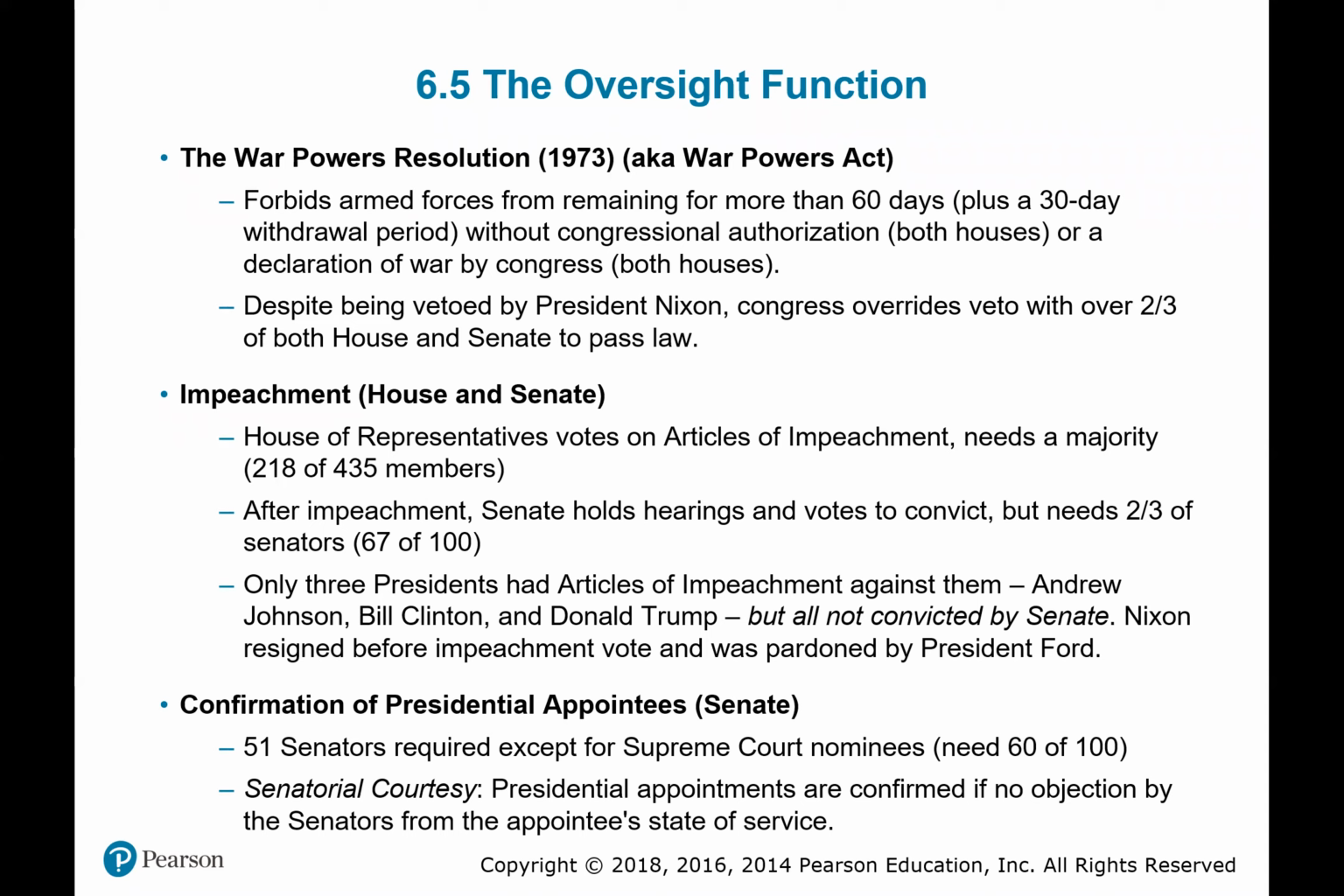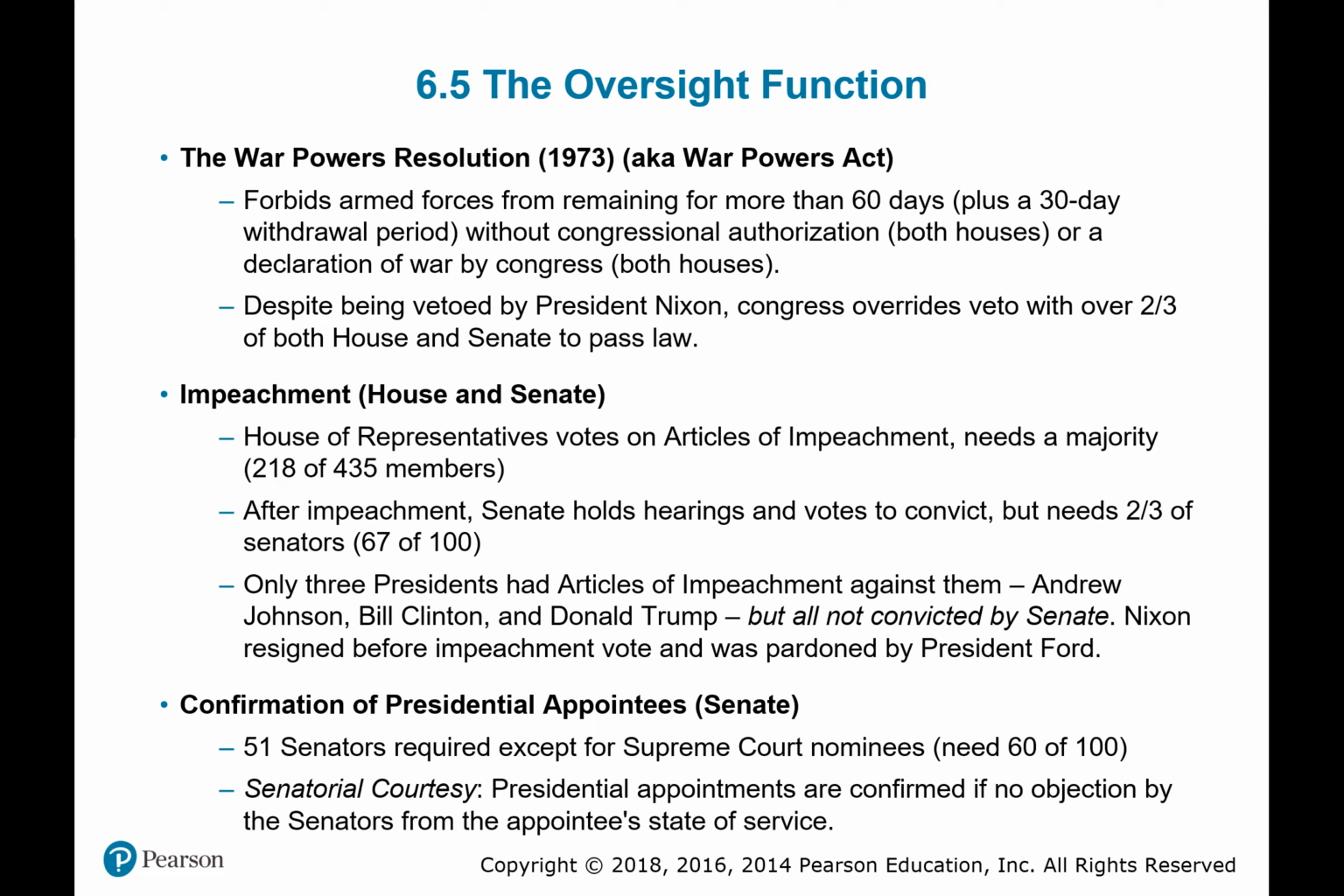Now, in the case of Nixon, after this vote where he saw Congress in a bipartisan way override his veto, he saw the writing on the wall. And so before the impeachment vote was to take place, he resigned and then was pardoned by President Ford. I guess he didn't feel Congress would be so nice with him and that he would be convicted over the Watergate scandal.